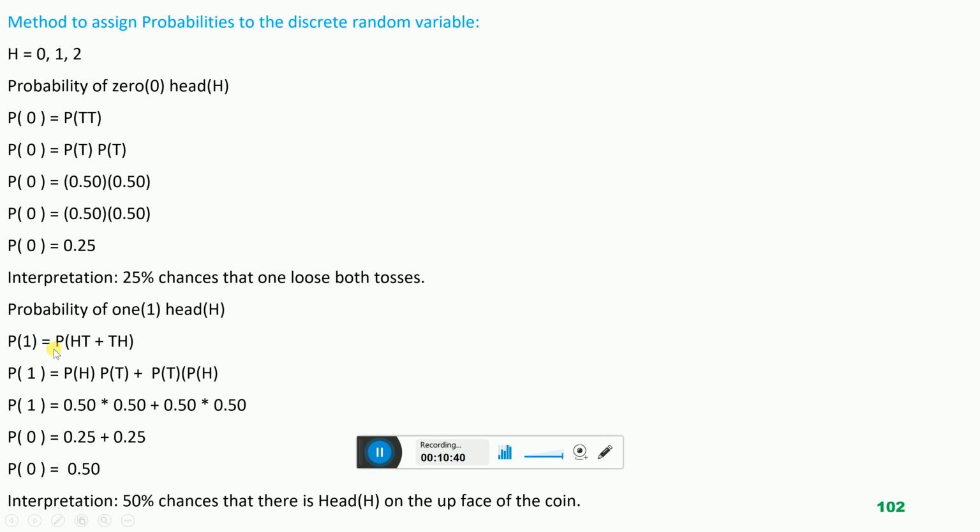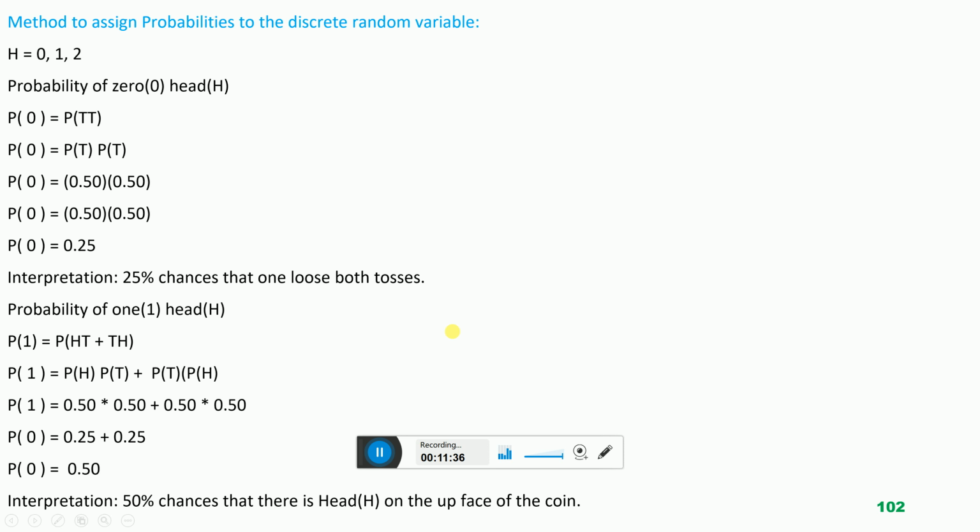Let me again repeat that. What does this mean? Probability of HT plus probability of TH. This means it is possible that when we toss a coin the first time, head appears, and it is also possible that when we toss the second time, tail appears. So first time head, second time tail, so out of both tosses one time head appears. But it is also possible that when we toss the first time, tail appears, and when we toss the second time, head appears. So again in two tosses one time head only. So the probability of one head carries these two possibilities. That is why we get probability of one head 50%, meaning 50% chances that there will be head on the up face of the coin in two tosses one time.